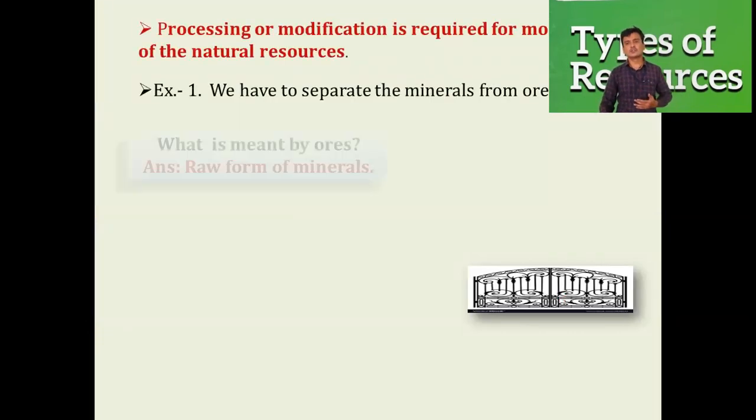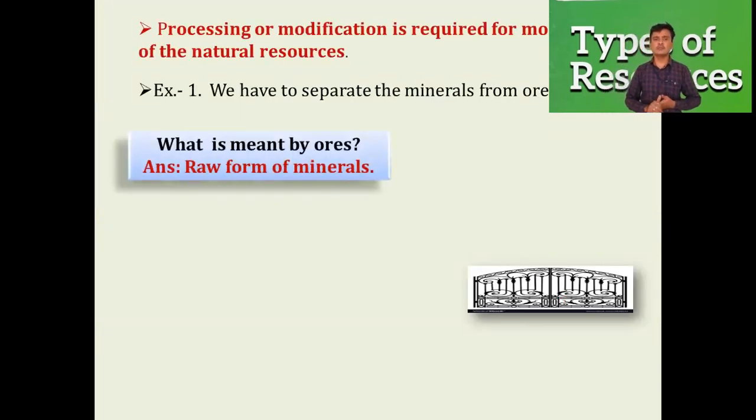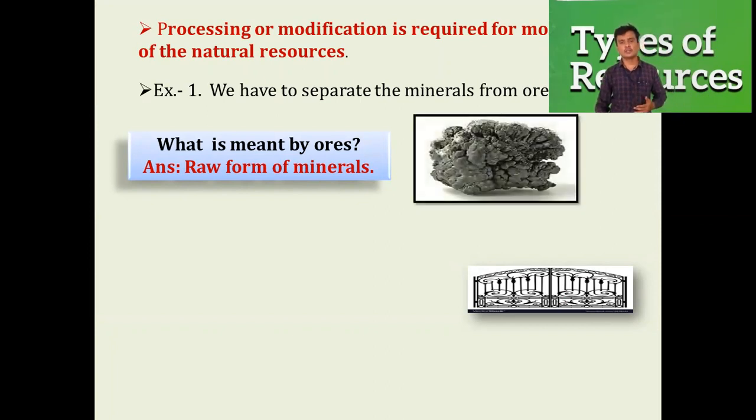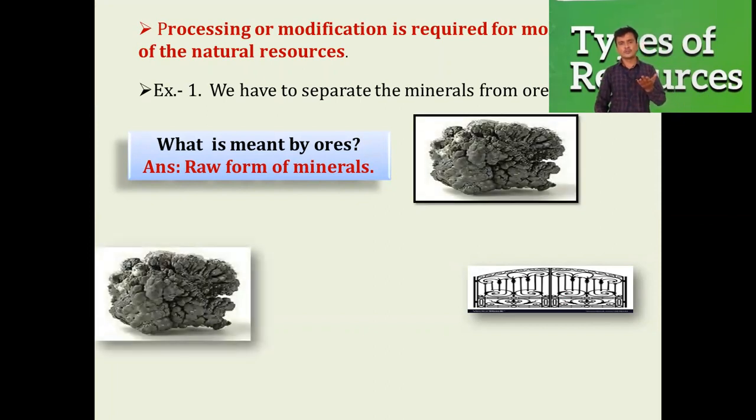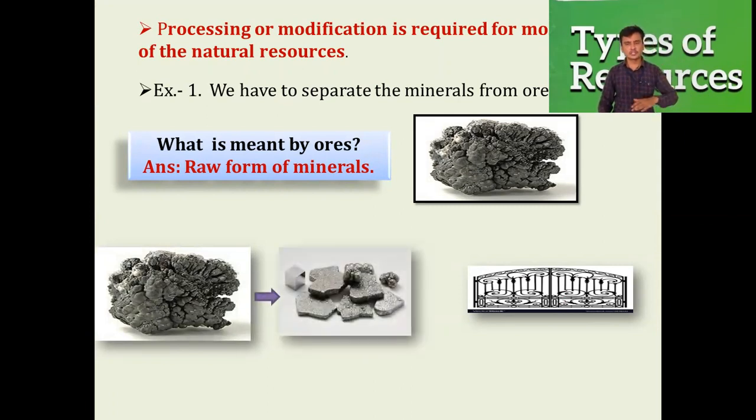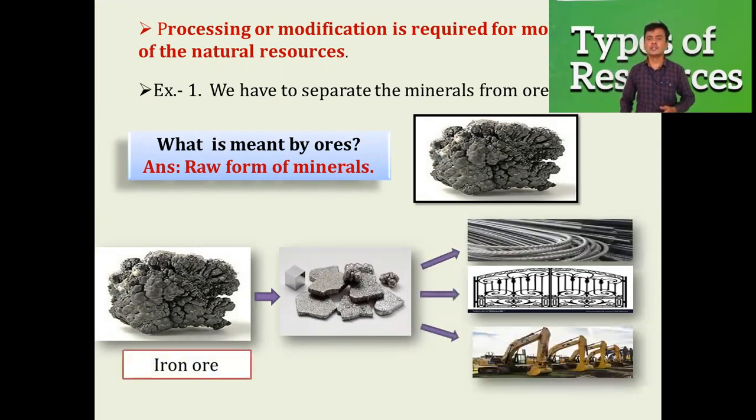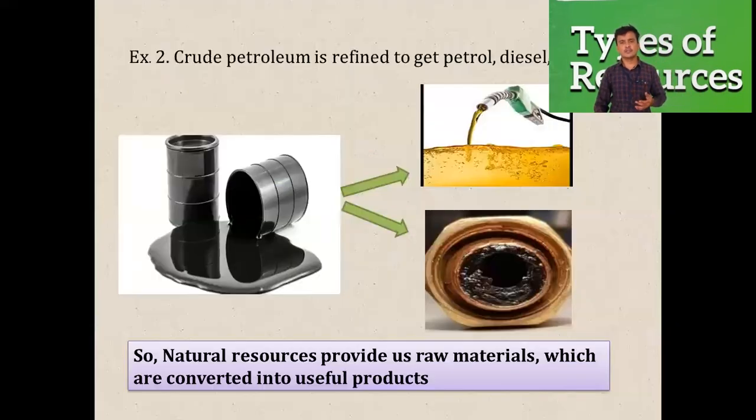And some natural resources require some modification. We have to separate the minerals from the ores. Ores means the raw forms of minerals. Here, one example is iron ore. Afterwards, through processing, it is purified, and from that we can prepare different substances like rods, gates, and JCB-type vehicles. So we prepare these from iron ore. We don't use it directly; some processing is required.